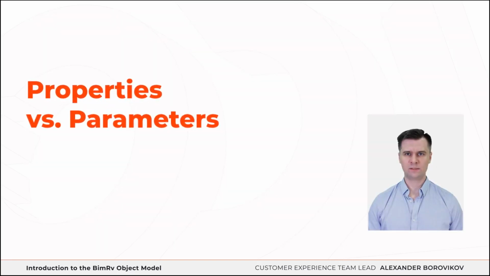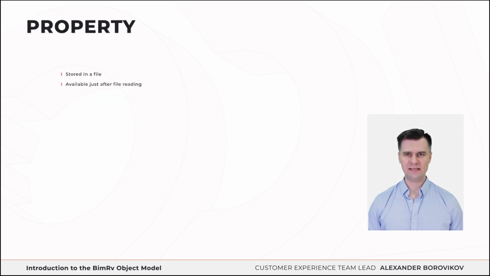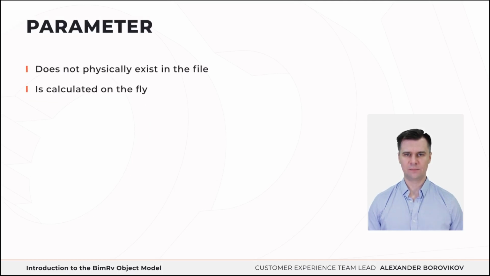And now a couple of words about parameters and properties. Though from a user point of view they look similar, there are significant differences which we should consider. A property is stored in the file explicitly. We can find it and its value. It becomes available right after the file is read. A parameter does not physically exist in the file. The actual value of the parameter is calculated on the fly according to some rule. This rule may be just returning some property, or returning a property of a dependent class, or a calculation, for instance volume, or a combination of the variants mentioned.